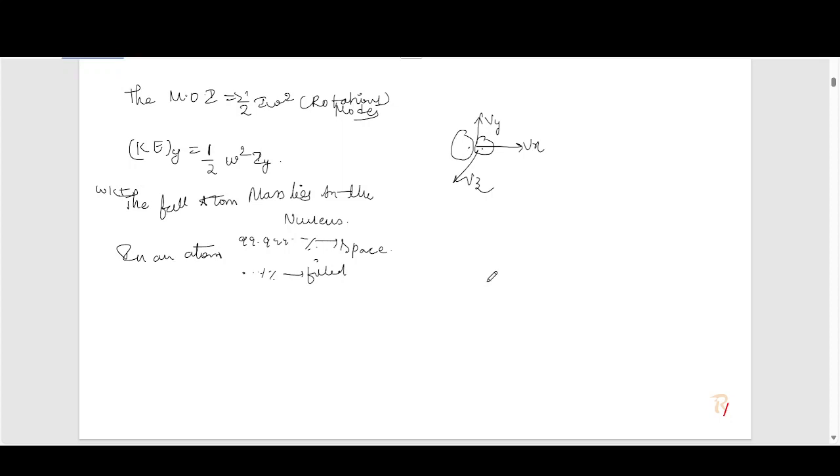Okay. The point mass of a nucleus is mr square. One atom is mr square.